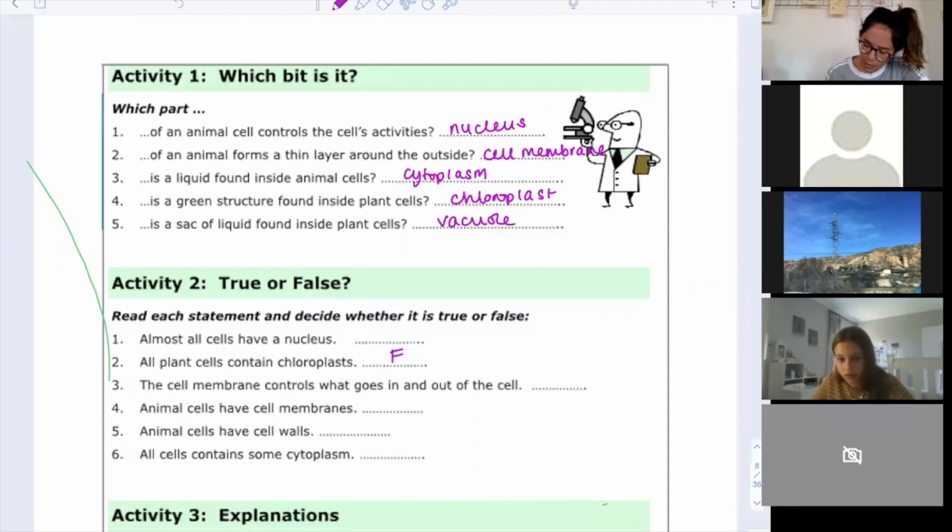Three, the cell membrane controls what goes in and out of the cell. That's true. Animal cells have cell membranes, true. Animal cells have cell walls, absolutely not. That's false. All cells contain some cytoplasm, that's true.